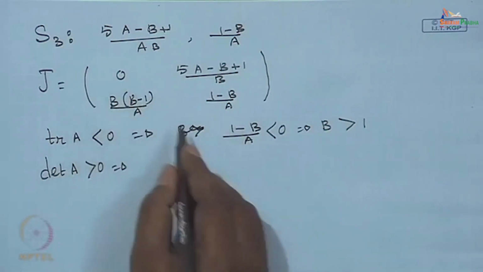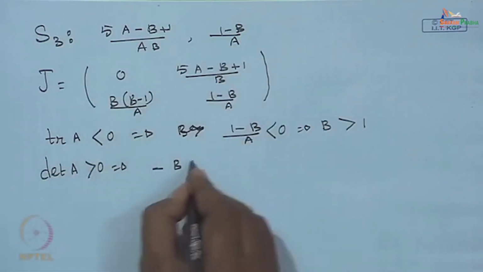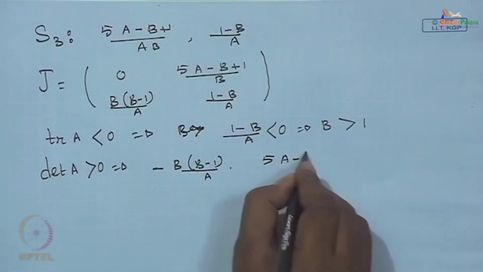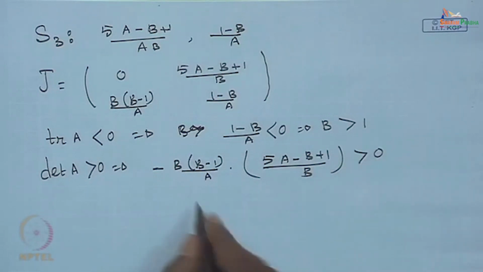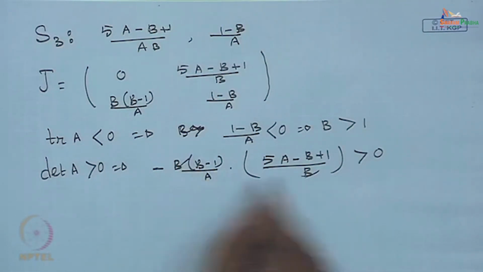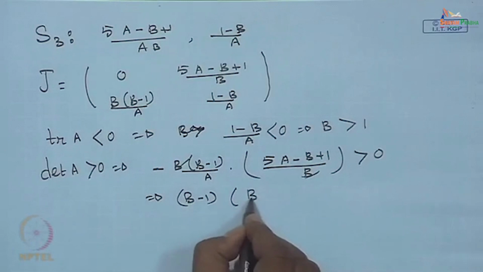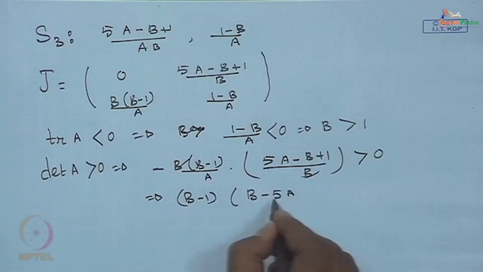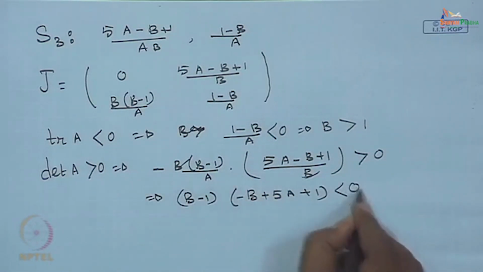So, therefore, minus this into this is 0. So, minus of this. So, minus b(b minus 1)/a into (5a minus b plus 1)/b, that has to be greater than 0. So, this b will be cancelling out, a will be going to 0. So, it will be b minus 1, then b minus 5a, or we can put it like this, b minus 5a minus b plus 1 should be. So, there is a minus sign, but this should be less than 0.